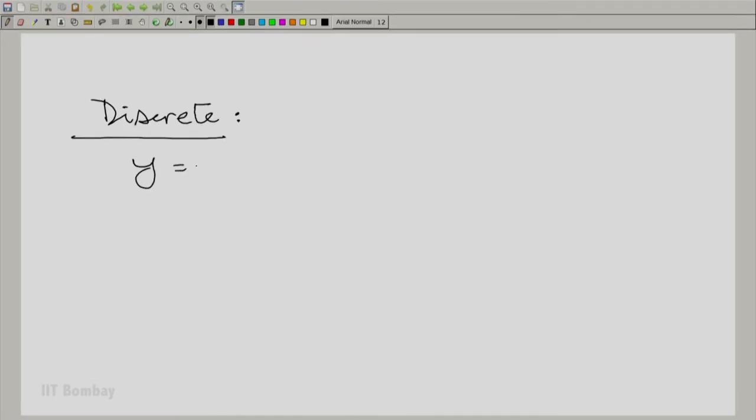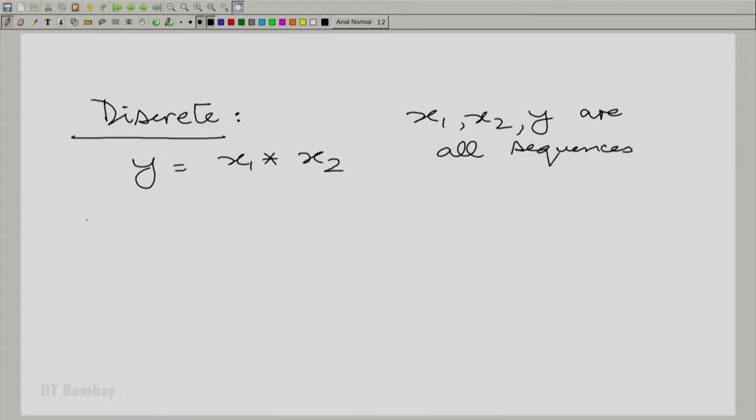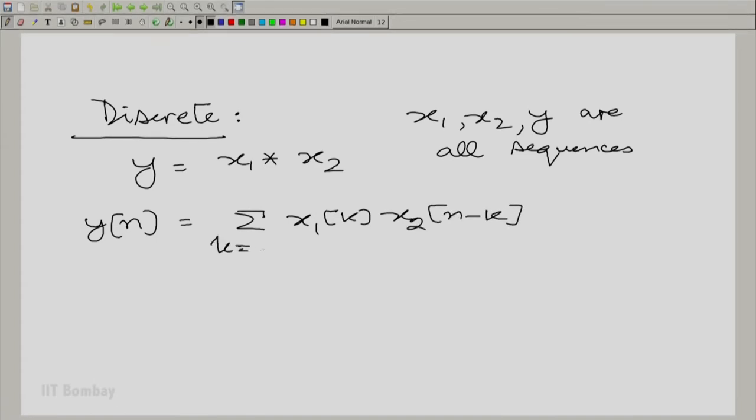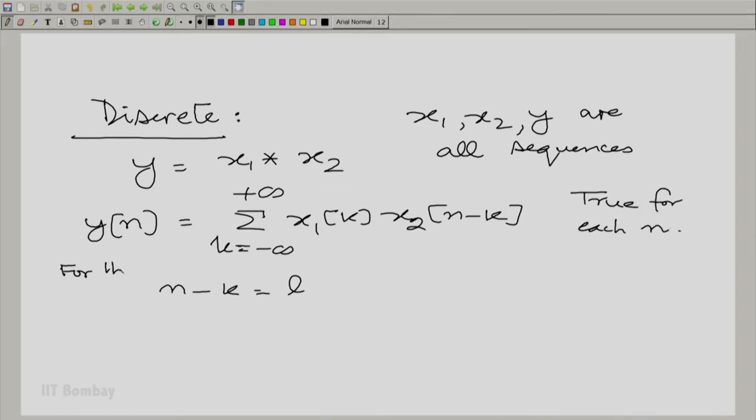Let y be equal to x1 convolved with x2. Of course, x1, x2, y are all sequences. So, y[n] is by definition the sum of x1[k] x2[n minus k] over all k, running over all the integers. And now we make a very simple transformation of variable. We put n minus k equal to l. Remember, this is true for each n. And for that n, we put n minus k equal to l, which implies n minus l equal to k.